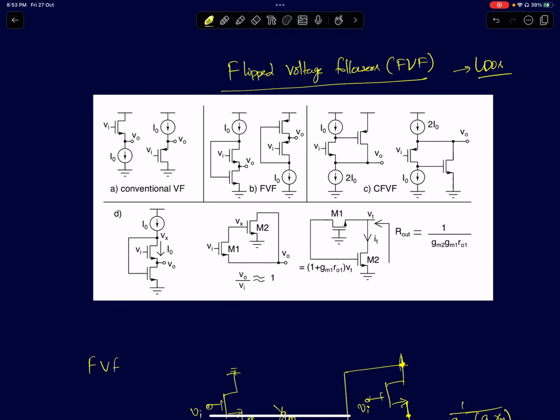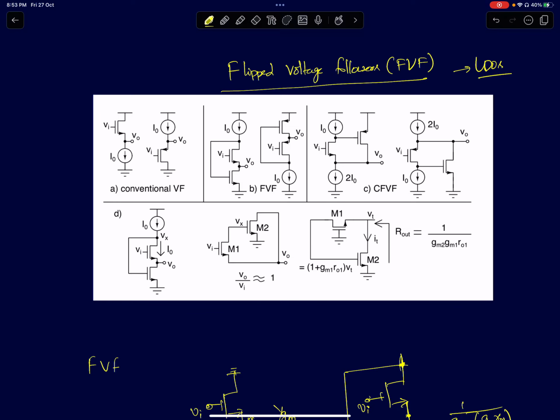Hi everyone. I thought I'll very briefly talk about the circuits called flipped voltage followers in this lecture. I'd already posted a document on YouTube talking about flipped voltage followers and their applications in different circuits. So flipped voltage followers, as the name suggests, are just voltage followers which also exploit feedback to give you very low output impedances.